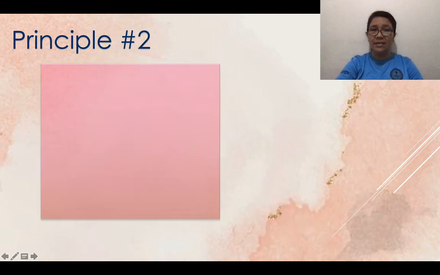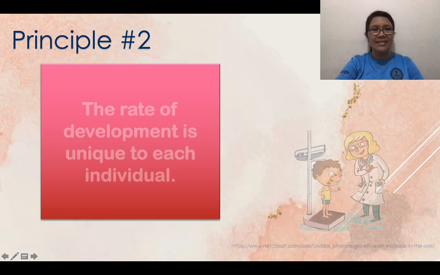The second principle is the rate of development is unique to each individual. So, although developmental changes follow a predictable pattern, just like what we discussed in the previous principle, the rate at which it occurs is different from one person to the other. And such differences in rate are determined by the interaction of heredity and environment.